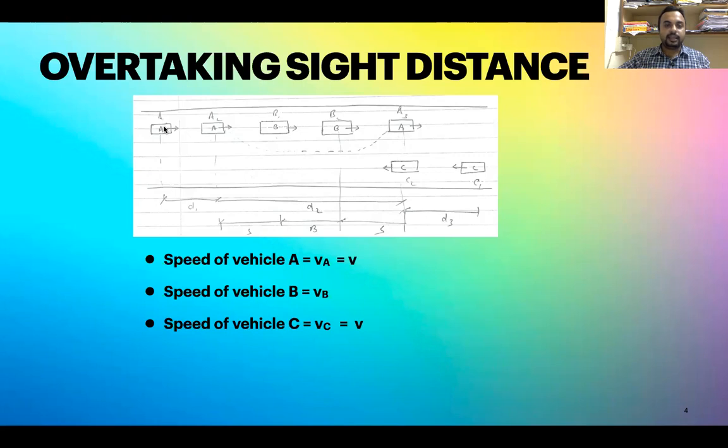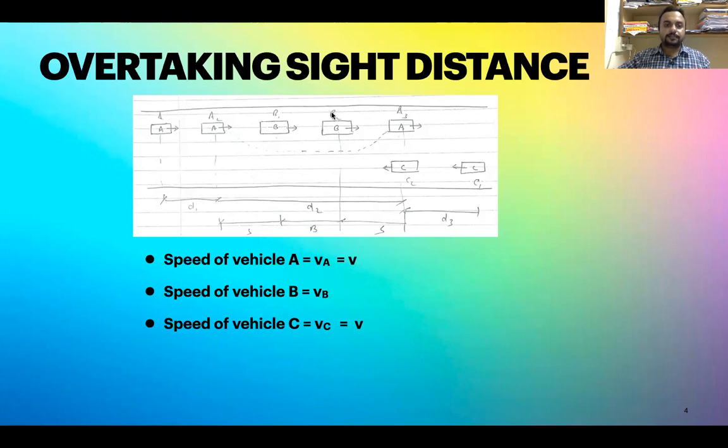At A1, A starts decelerating, decreases the speed, then it reaches A2, it starts accelerating, it reaches A3. So in that particular time, C comes from C1 to C2, and B also changes its position from B1 to B2. I think all of you are able to understand this particular logic.